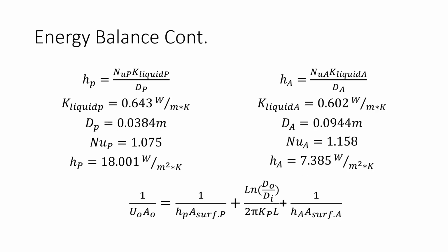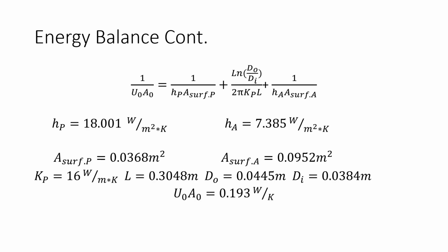Now that we have our Nusselt number, we can go back to calculate the convective heat transfer coefficient. And with our convective heat transfer coefficients for both the annulus and the pipe side, we can find our total thermal resistance. So after solving for the total thermal resistance, we can now determine the overall heat transfer coefficient by using our given dimensions and the area of the surface of the pipe and area of the surface of the annulus, as the overall heat transfer coefficient is the reciprocal of the total thermal resistance.